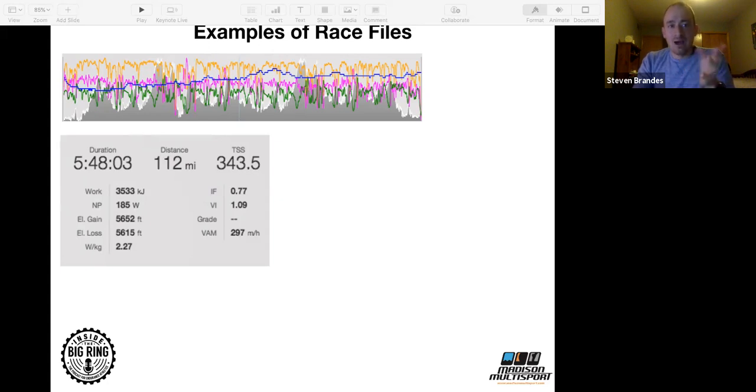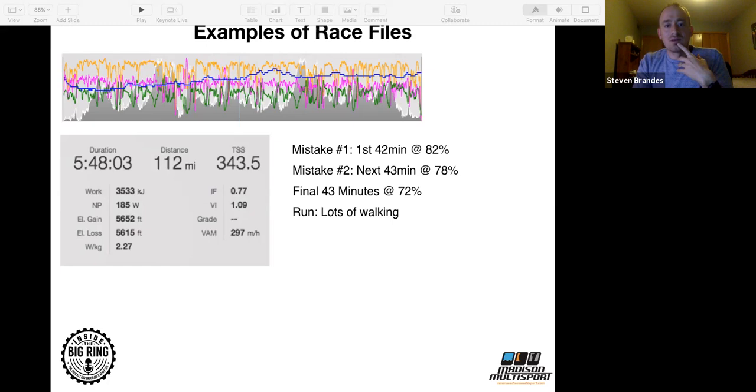Now look at the power on the file. It's the pinkish red. You can see that it starts strong and it fades and it fades and it fades. Mistake number one, the first 42 minutes of the ride were done at 82%. Do you know what that says? That says that the person was like, I felt good. I'm going to kill it. This is my day. 82%. I just can't hold back.